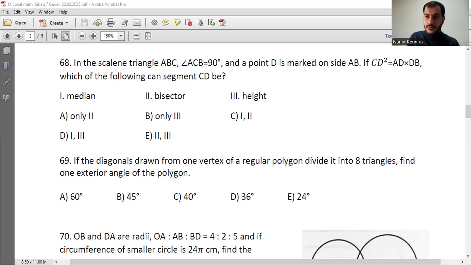We learned that kind of formula. We said if it's a median, then that should be the same as that length AD and BD. If it's a median, BD and AD should be the same. And at the same time, CD will be the same as that length AD and BD. So now we can say median is also true. Maybe it's a median. D is the answer.